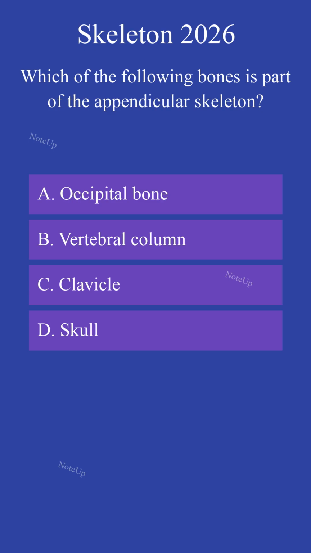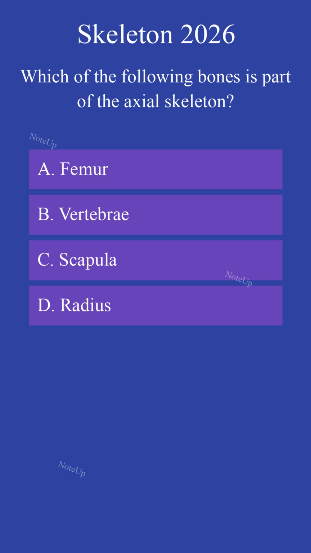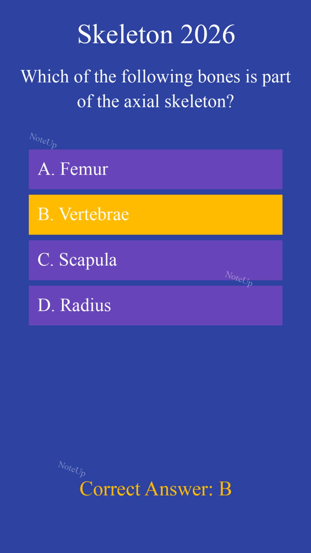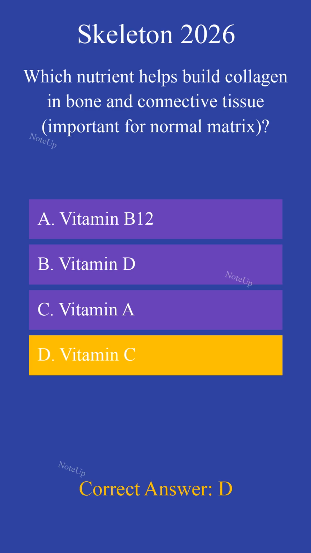Which of the following bones is part of the appendicular skeleton? The correct answer is C. Clavicle. Which of the following bones is part of the axial skeleton? The correct answer is B. Vertebrae. Which nutrient helps build collagen in bone and connective tissue, important for normal matrix? The correct answer is D.